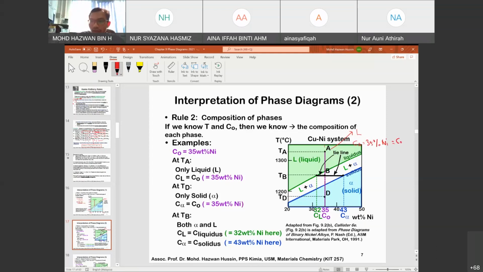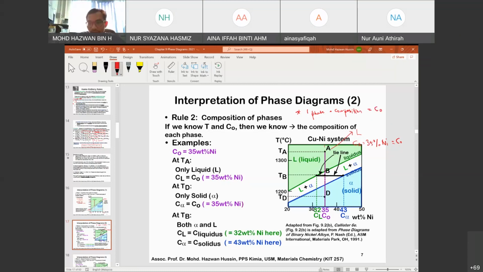This is actually because it exists as one phase. So remember, if you have one phase, the composition will be similar to the initial composition. All right, so let us check point D.